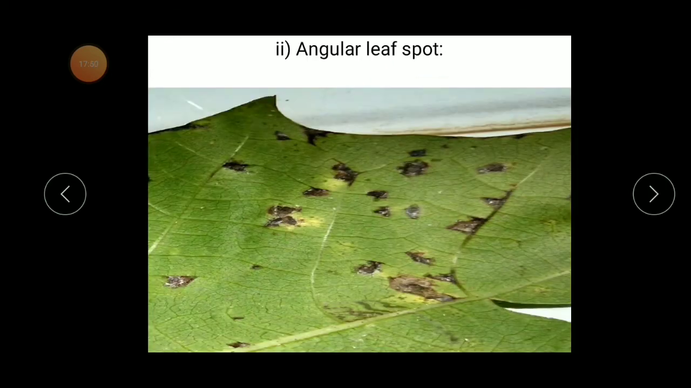And next one is angular leaf spot. In angular leaf spot, small dark green water soaked areas develop on the lower surface of the leaves, and they enlarge gradually and then become angular when restricted by veins and veinlets, and spots are visible on both surfaces of the leaf. As the lesions become older, they turn reddish brown in color, and the infection spreads to veins and veinlets too.